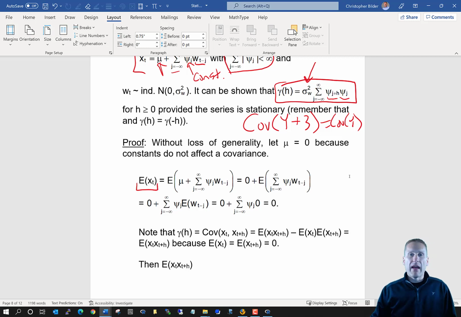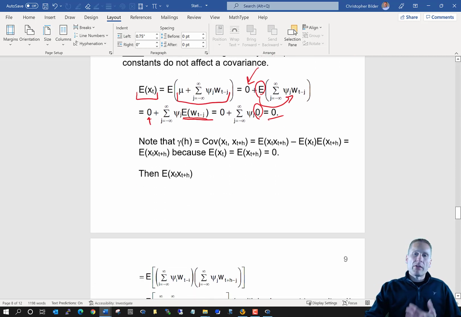So let's look at the proof. The expected value of x of t is equal to, here's what my linear process is. I'm going to put in a 0 there, and also I'm going to move that expectation, at least partially, through the sum. I can move this expected value further through the sum. Again, the psi's are constants. And we know that since the w's are white noise, that expectation ends up being 0. So the expected value of x of t ends up being 0.